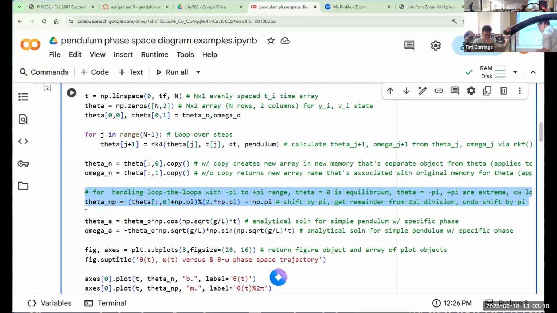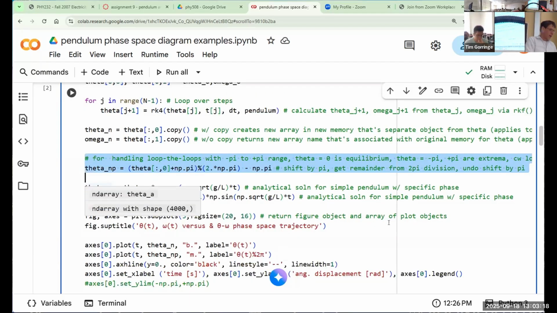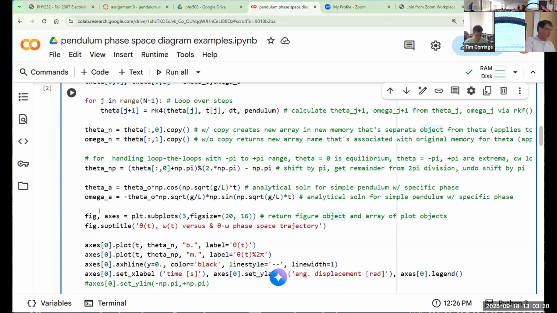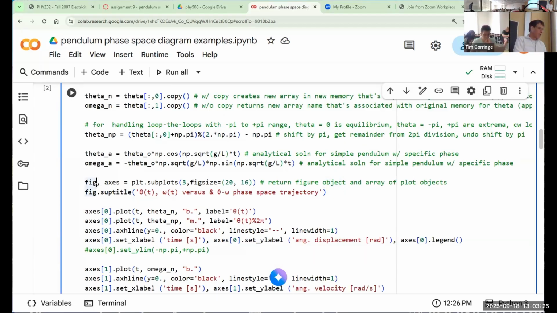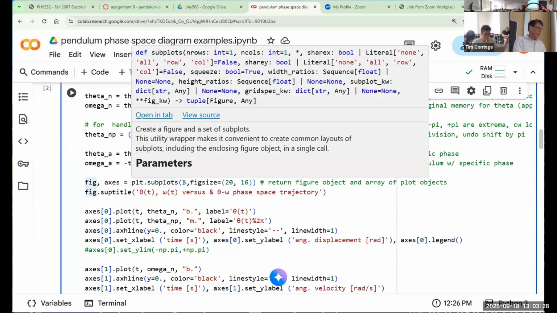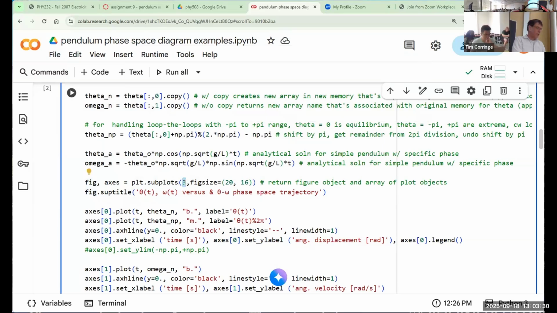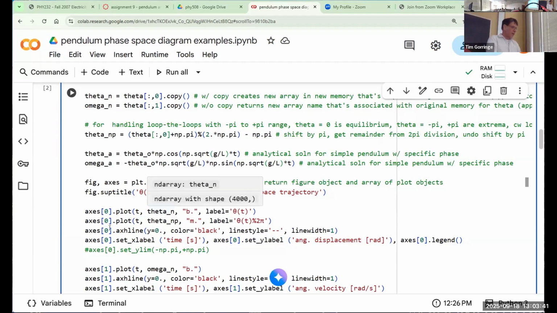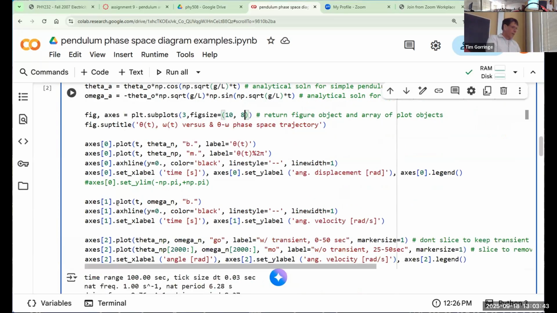This is just analytical solutions of a simple pendulum without the damping and the driving. I think I didn't really need that. I could remove that. And then I'm going to make my plots. So I'm going to make 3 plots this time. So I've got 3 subplots. I'm going to have to make it smaller here. It is the size of the entire figure. And here are the 3 plots I'm going to make.